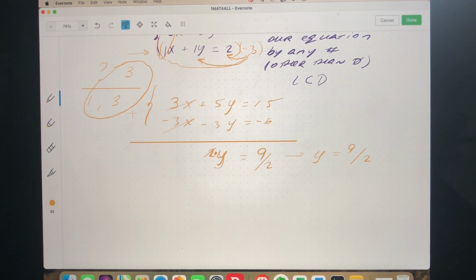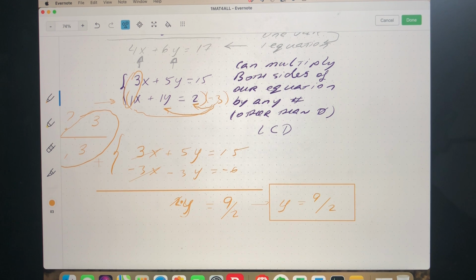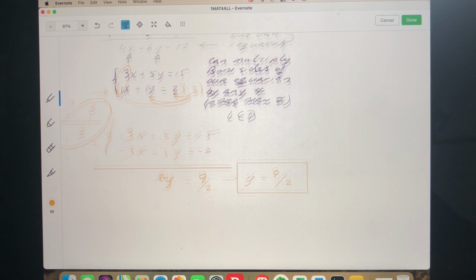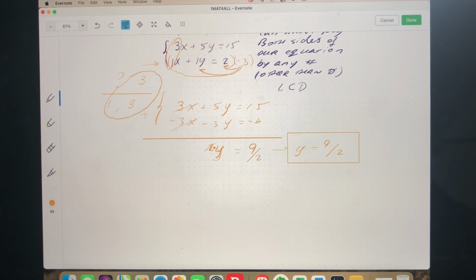At this point, since I have the y, I can go back to my equations and use substitution and substitute the y, 9/2, either here or here. Let's use the second equation. It's easier because it has smaller numbers, and we'll substitute it in that equation.